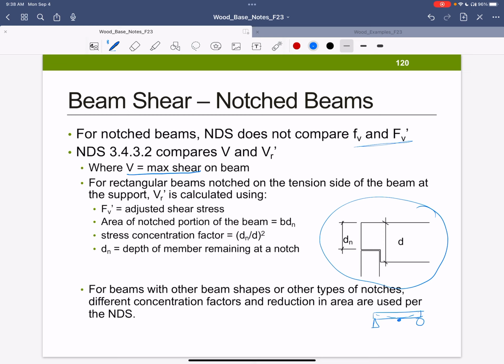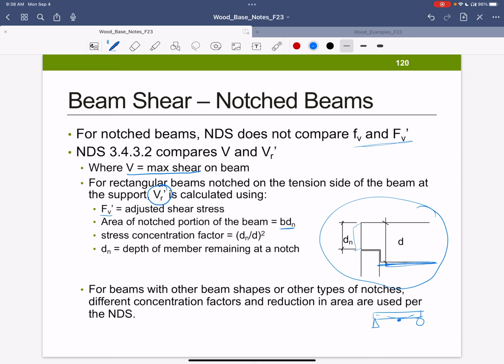Right, so tension side, which is most likely if you're notching the beam to get a certain clearance here or to tie in at a certain level. So for rectangular beams notched on the tension side, V sub R, similar to what we've been doing, is calculated using the adjusted shear stress, the area of the notch portion, just this area here, the stress concentration factor, and the depth of the member remaining at the notch.